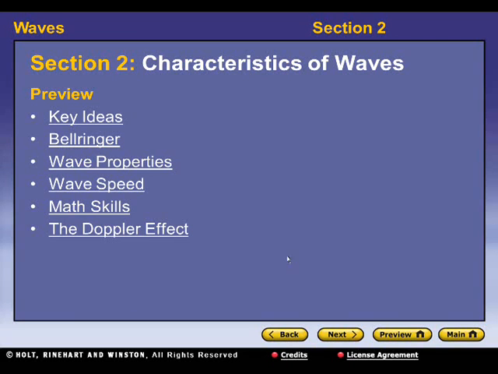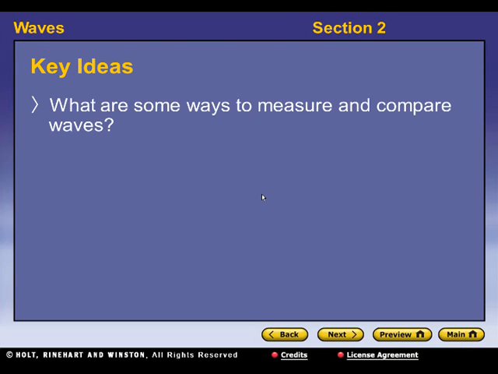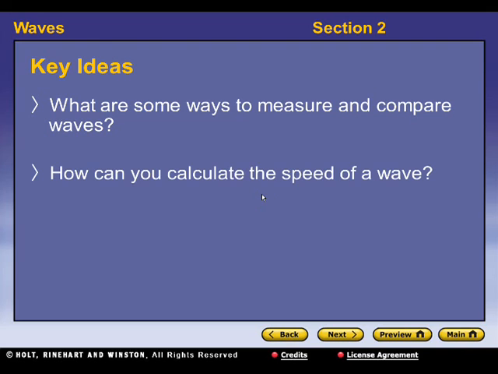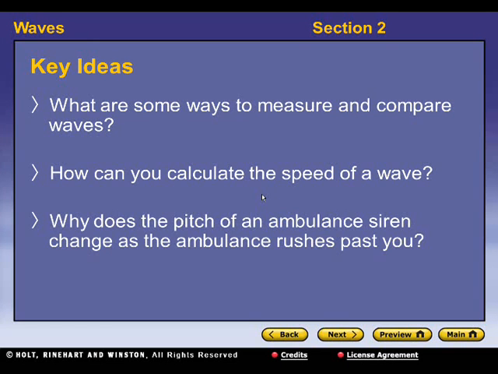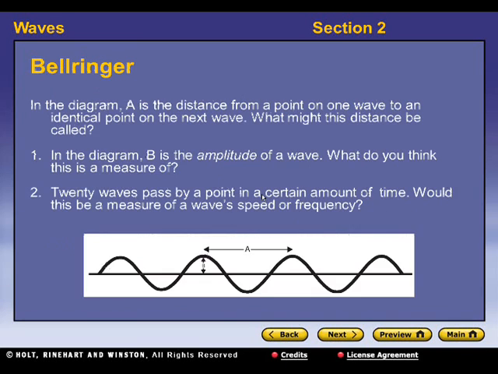Okay, welcome to Chapter 15, Section 2. Let's get right to the key ideas. What are some ways to measure and compare waves? How can you calculate the speed of a wave? Why does the pitch of an ambulance siren change as the ambulance rushes past you?